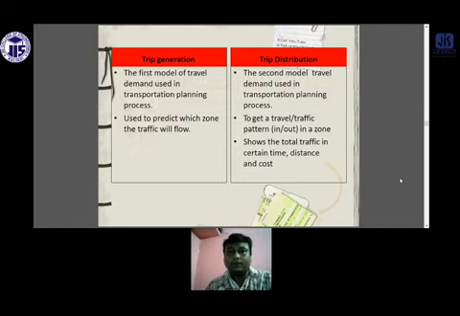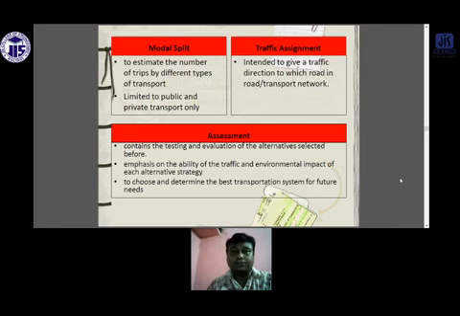Next is trip distribution, meaning how these trips are distributed. Trips can be generated, no problem, but they should be distributed. Trip generation means demand; when trips are generated, the demand is increasing. Distribution means supply, whether I can provide for the generated trips. That comes under trip distribution. It is the second model of travel demand used in transportation planning to get the travel and traffic pattern in a zone, and shows the total traffic in certain time, distance and cost.